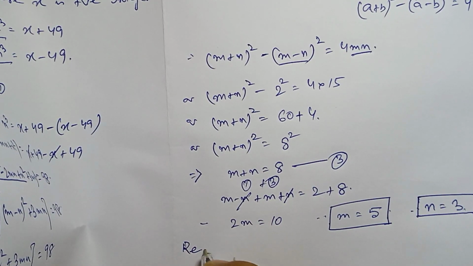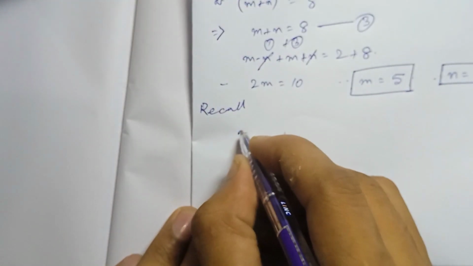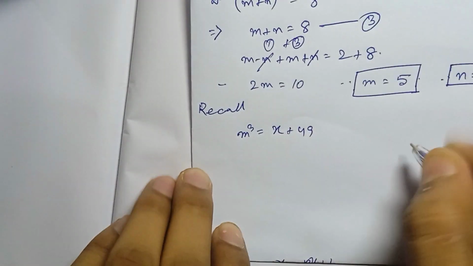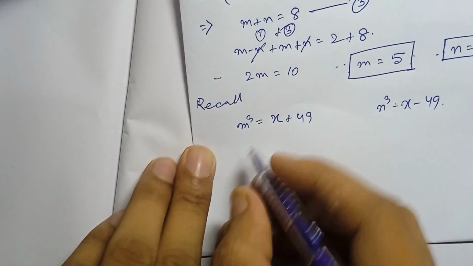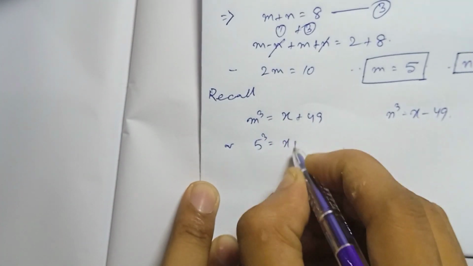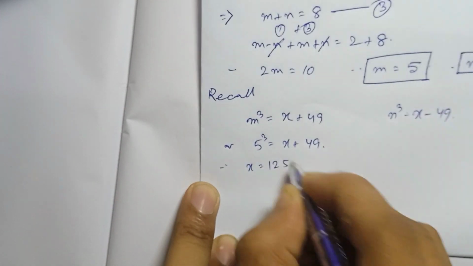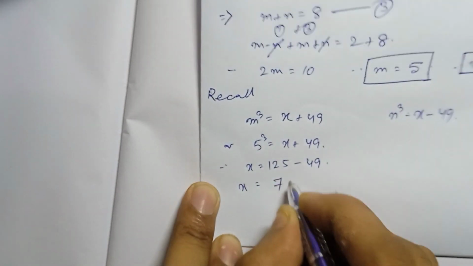Okay, so now recall. We take m is equal to this and n is equal to this. So just write it here. M cube is equal to x plus 49 and n cube is equal to x minus 49. Let's put the value of m here. It will be 5 cube is equal to x plus 49. So therefore x is equal to 5 cube, which is 125, minus 49. So x is equal to 76.